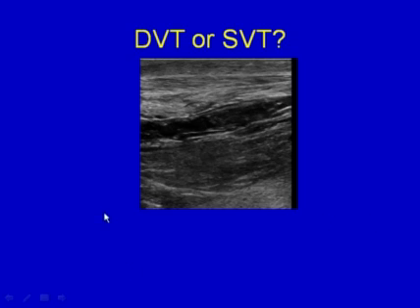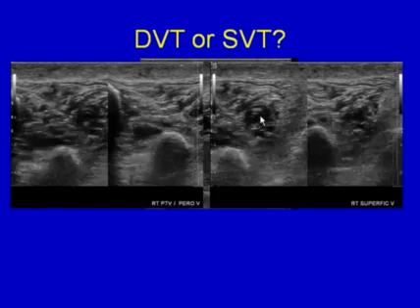So here's a quiz case for you. Is this a deep venous thrombosis or a superficial vein thrombus? You can see here is a vessel and it's distended, and here you can see the clot within it on the grayscale. And when the compression is performed, you can see there's an area here that is not compressing.